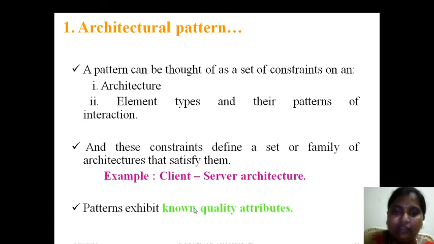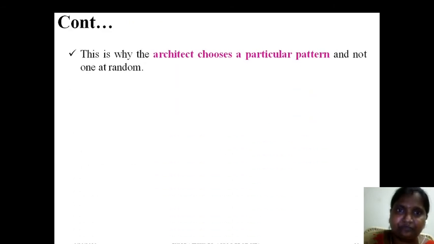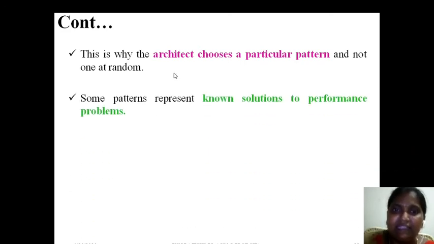Patterns exhibit known quality attributes. You have to set a lot of attributes. So the architect chooses a particular pattern. Every architect who is going to design or find some architecture for a suitable application finds a particular pattern, and not randomly, because only based upon your application can you find an architecture. How can you choose randomly? It's not possible, right? Some patterns represent known solutions to performance problems.